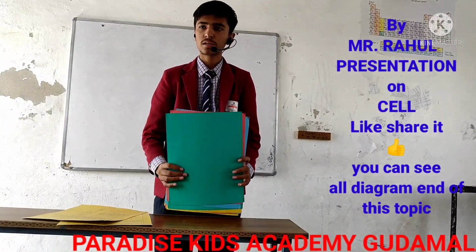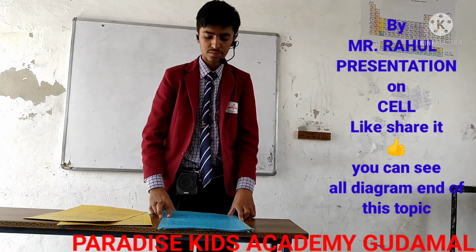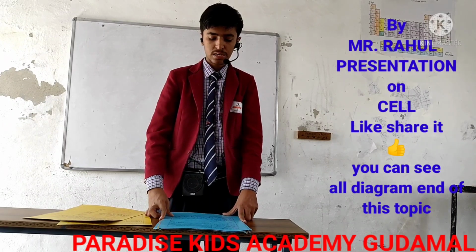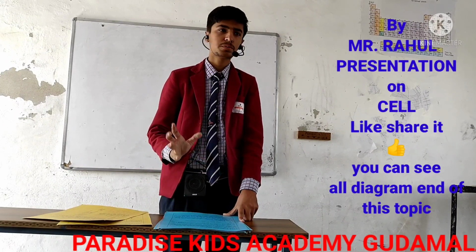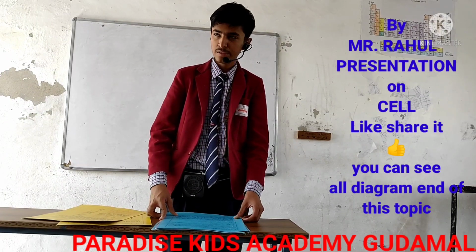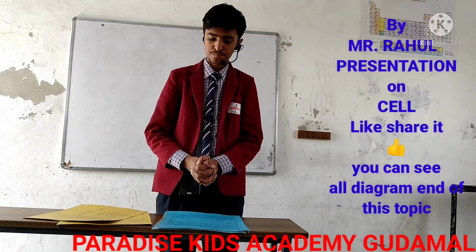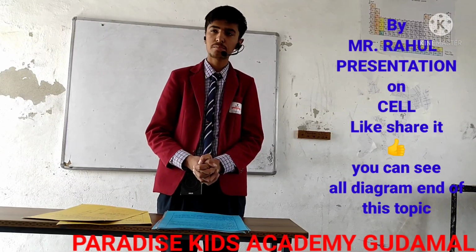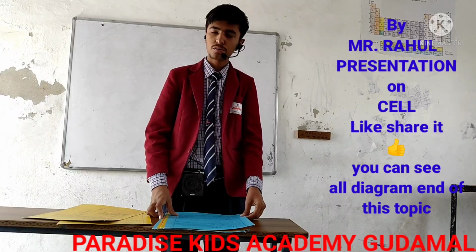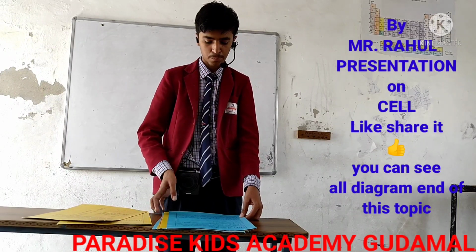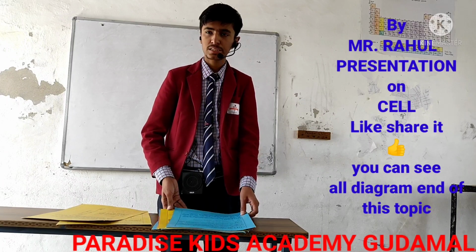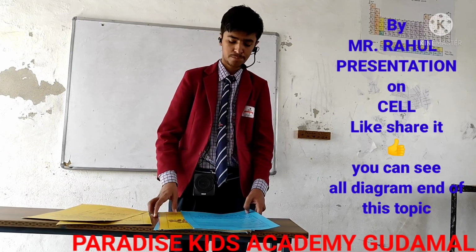Now I am going to tell you about the cell membrane. The cell membrane is composed of lipids and proteins. In a cell, 52% is protein and 40% is lipid. An improved model of the cell membrane was given by Singer and Nicolson, called the fluid mosaic model. It is also called the plasma membrane. It gives definite shape to the cell.